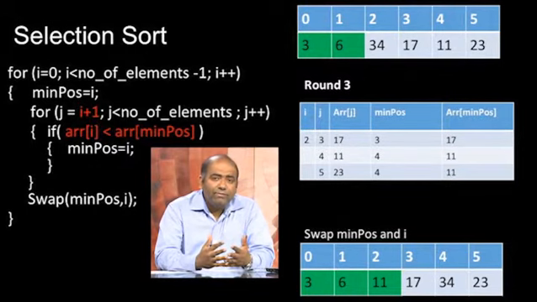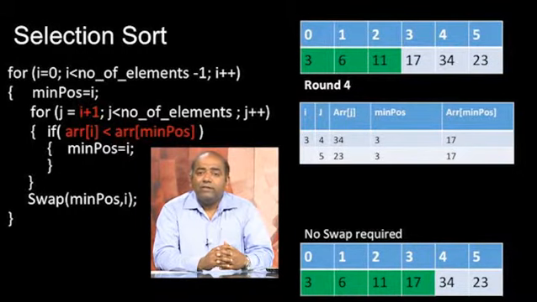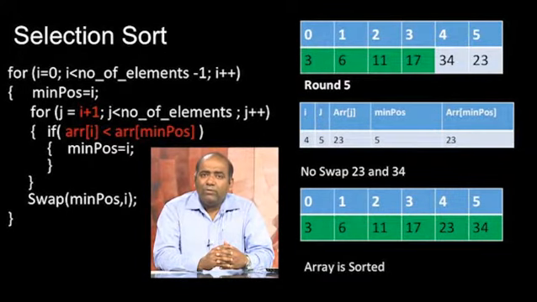Round 3, 11 finds the right place. Round 4, 17 is already in the right place. Round 5, you will notice the inner loop will only run once, and then 34 and 23 will get swapped. Now, let us recap how the selection sort took place.